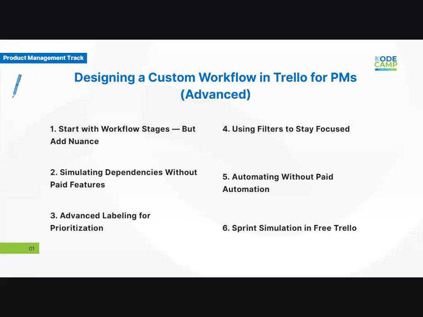And then you have using filters to stay focused. Now, one of the easiest free tricks in Trello is the filter. And how you get to that is the shortcut. You press F. When you're on your Trello board and you press F, this lets you view only tags or cards, right, that are assigned to you.